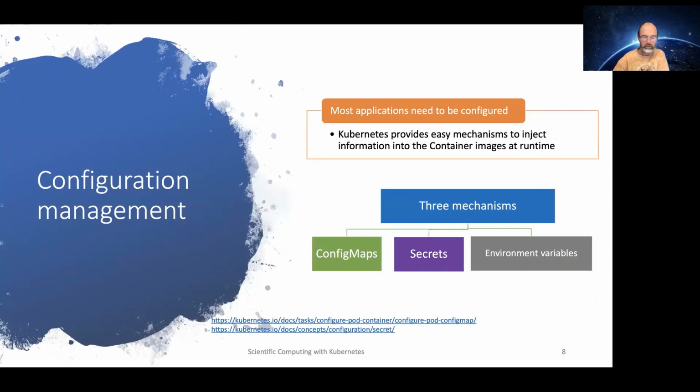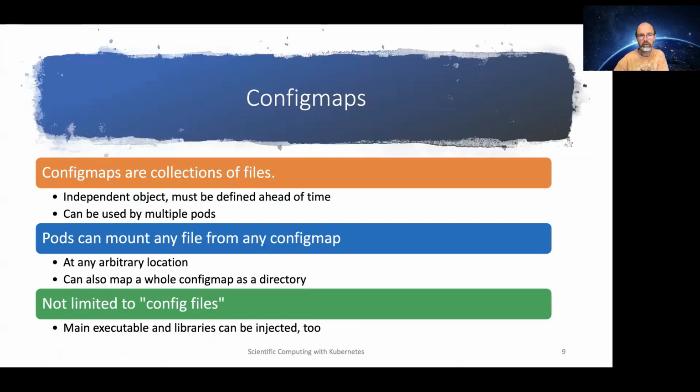Now that's just containers, but most jobs need some specialization. You don't want to create a container image for each and every job you run. It's better to have a single image and then pass in all the configuration you need to customize the job you're running. And Kubernetes provides easy mechanisms to inject several kinds of information inside the container image at runtime. There are really three mechanisms: config maps, secrets, and environment variables.